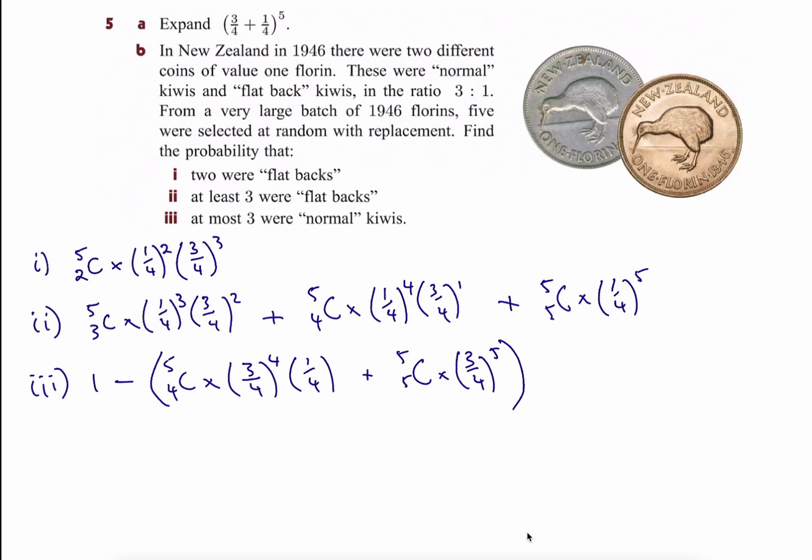Now, certainly you could have just added the other ones up. You could have done 0 normals, 1 normal, 2 normal, and 3 normals. But then you'd have 4 bits that you have to put into your calculators. It's going to save you a step.